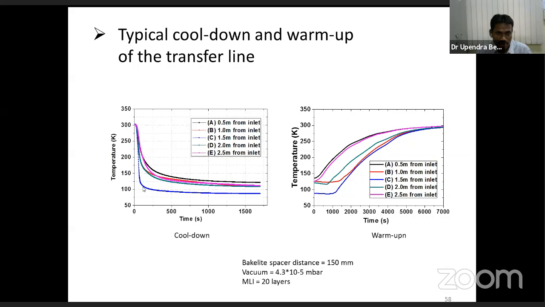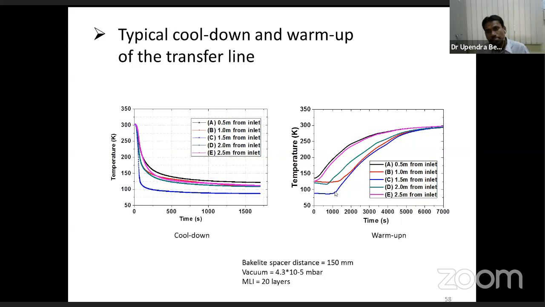is at the place of the transfer line that is cooling fast compared to other places, because the ends are exposed to atmosphere. That is the sensor at 0.5 meter from the inlet, or the sensor which is 0.5 meter away from the discharge end, that is sensor E, that is at a higher temperature compared to others. And so the sensor C at the middle of the transfer line gets cooled down because the heat transfer is minimal.